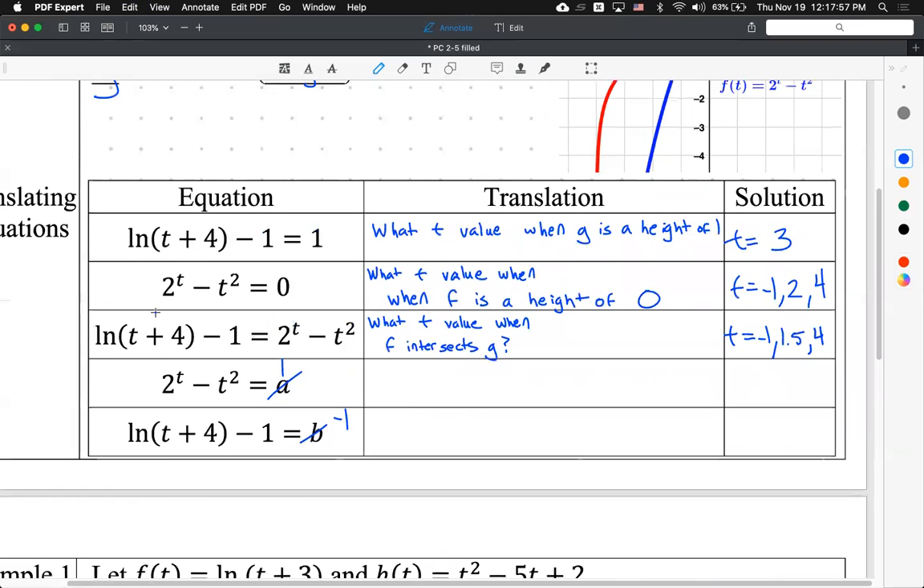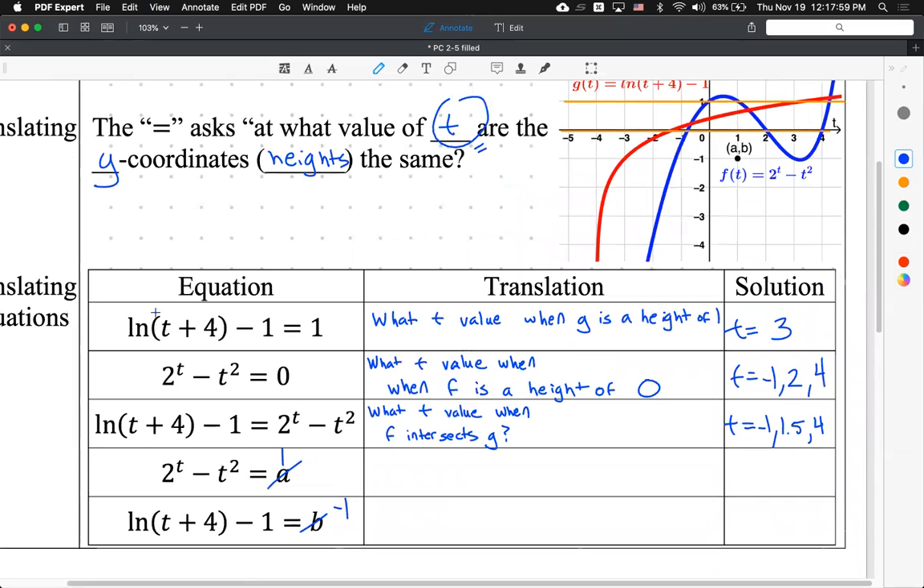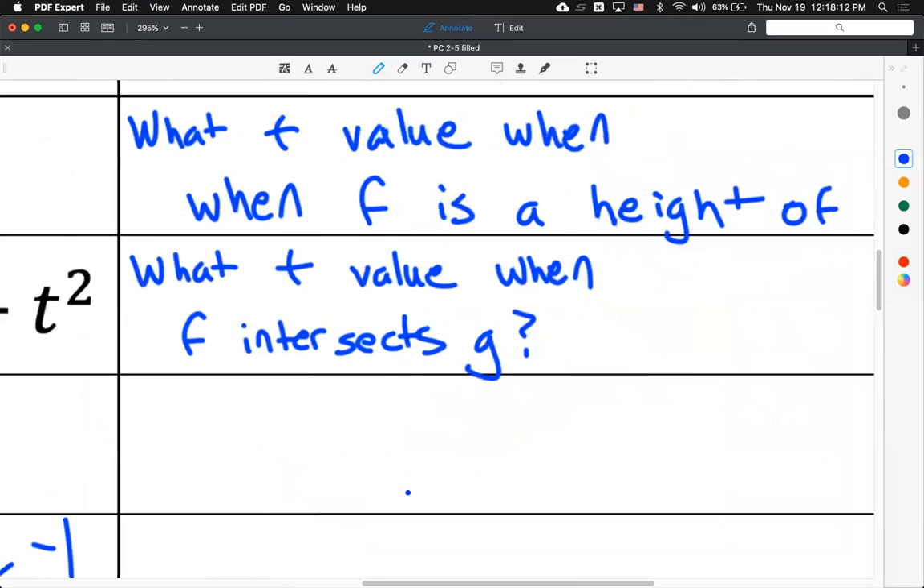All right, so let's move on to the next step. So translating 2 to the power of t minus t squared. It's always asking at what t value, so we can write that every single time, and I can write it for the next one as well. What t value when blank, blank, blank. So I'll write it down here.